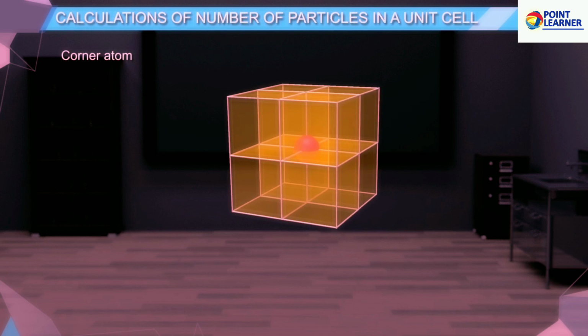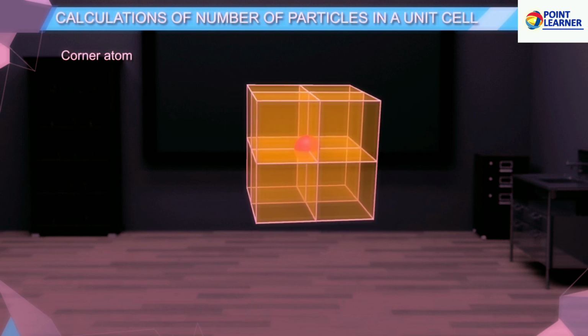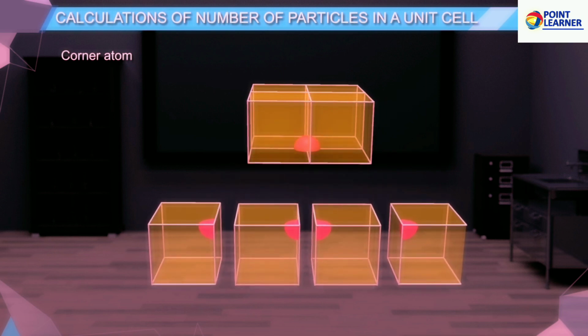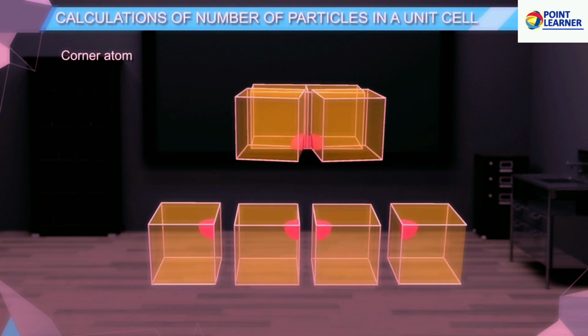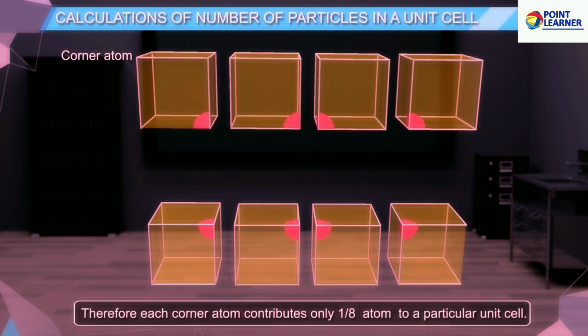A corner atom is shared equally by 8 unit cells. 4 unit cells are present in the lower layer and 4 unit cells are present on the upper layer. Therefore, each corner atom contributes only 1/8 atom to a particular unit cell.